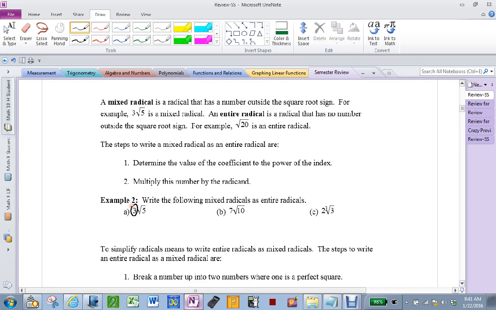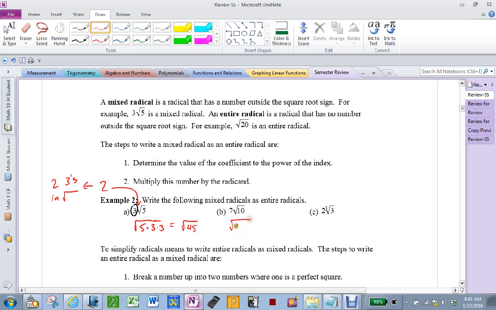If there is a 3 out here, how many 3's were under there? 2. How do you know it's 2? Because the index is 2. 5 times 3. So that means there were 2 3's in there. What are the 2 3's doing? Multiplying. So this is the root of 5 times 3 times 3, which is root 45.